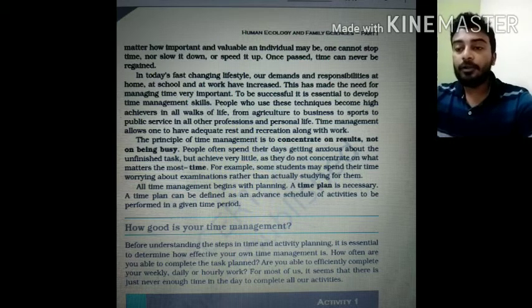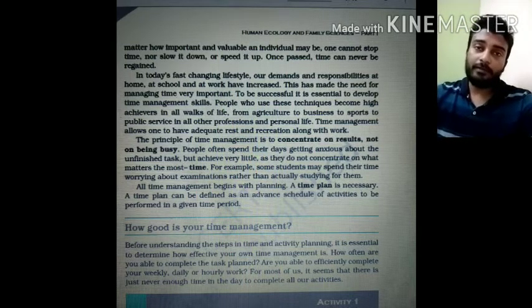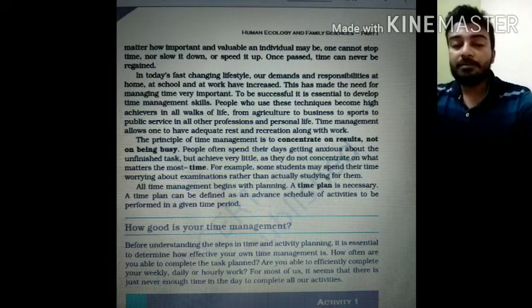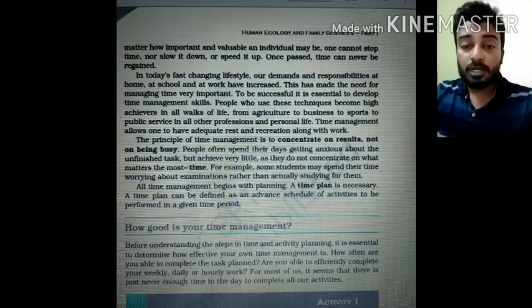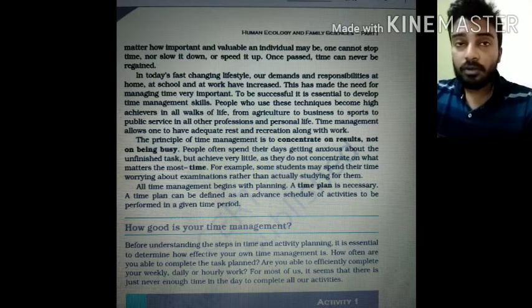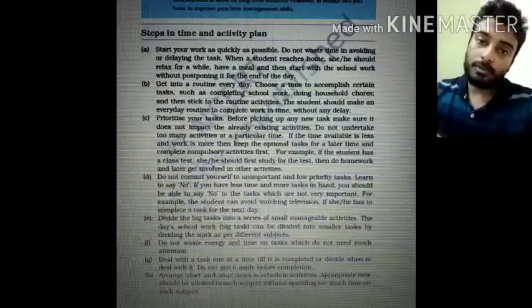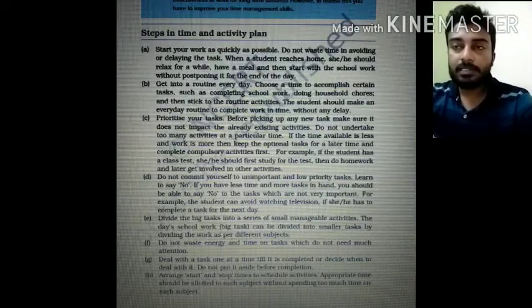How often are you able to complete the tasks you plan? Are you able to efficiently complete your weekly, daily, hourly, whatever work? So whatever I have told you has been said here. So how good is your time management? How well you can utilize your time can be shown by how you are planning your time management. So now you can see there are several steps given in the time and activity plan.